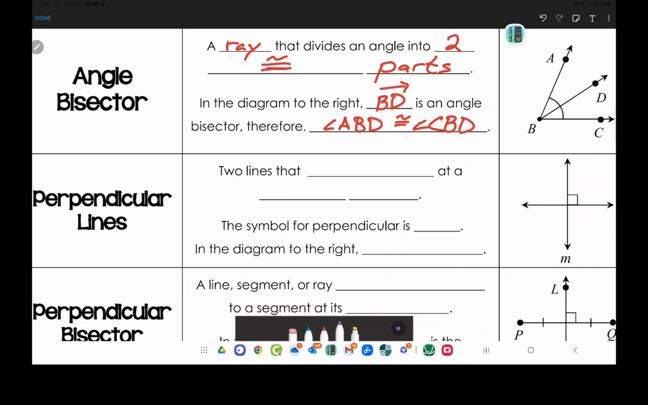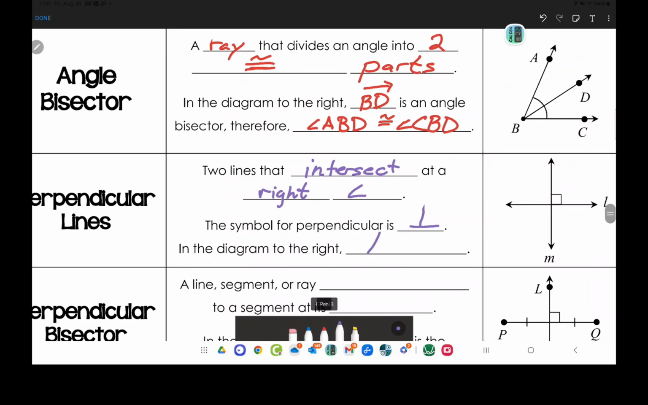Perpendicular lines are two lines that intersect at a right angle. The symbol for perpendicular is an upside down capital T, and in the diagram to the right, line L is perpendicular to M.